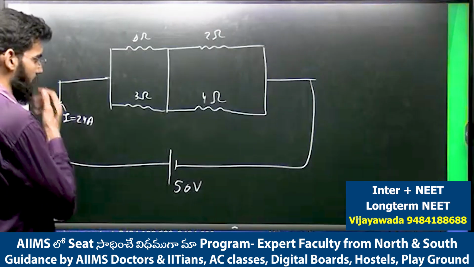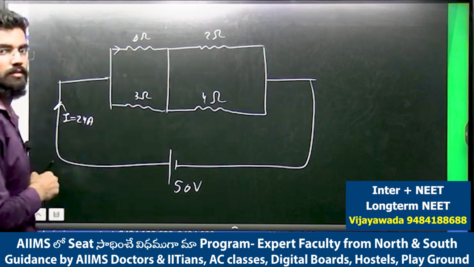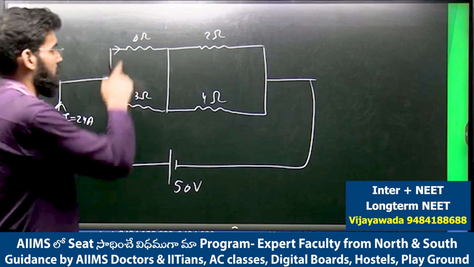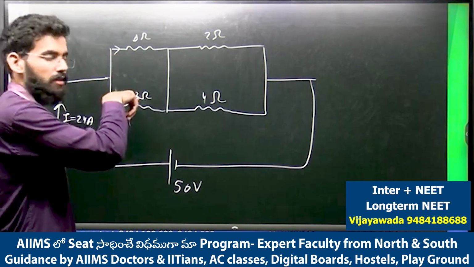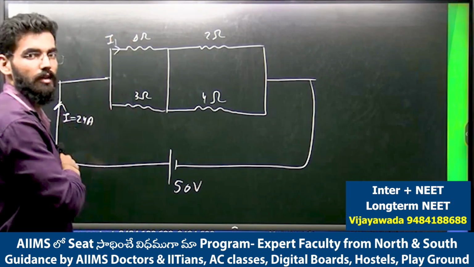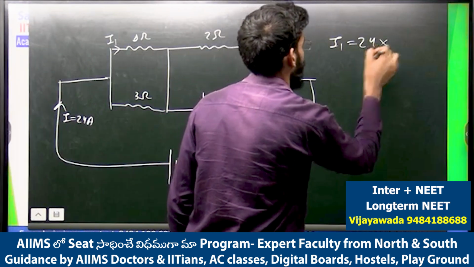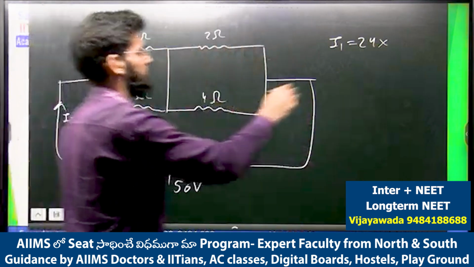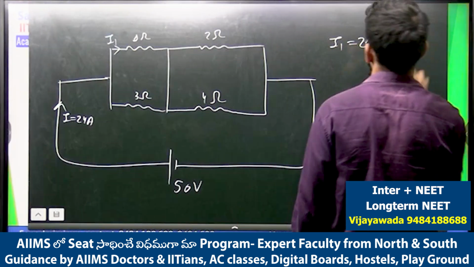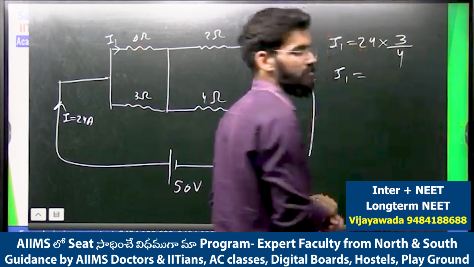I came 24 ampere. Now I know through this wire how much current will flow. You know that if two resistors are in parallel, how much current will flow through this one. If I call this I1, how much will I1 be? I can say I1 will be 24 into the inverse ratio of resistance, so means 3 by 4. Okay, 3 plus 1, 4. So by that, I1 will come how much?